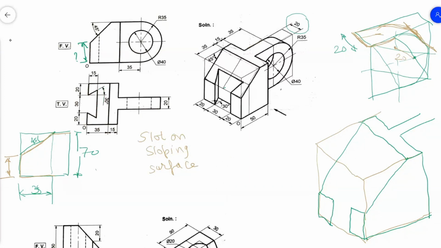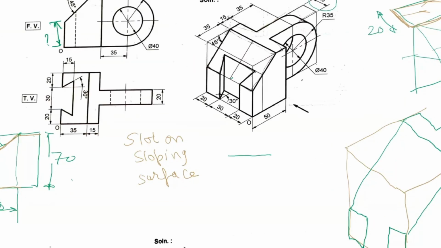So since they have given us the angle, what will we do? We'll draw it like this. This is how much? No, we are not interested in this dimension. This is dimension 70, and like this. Now here 20, till here is 20 and till here is 20. The remaining thing I will erase. Okay, this is 20 from this side and 20 from this side. Now from this point, we have to draw a line at 30 degrees.